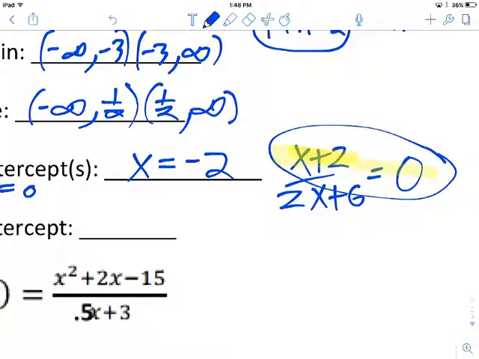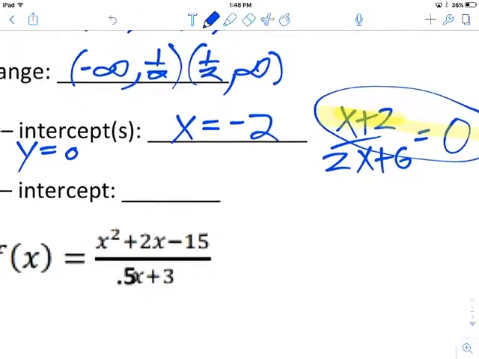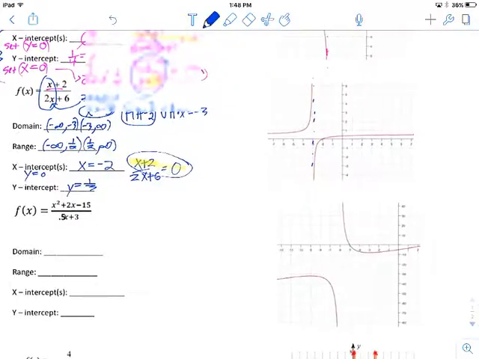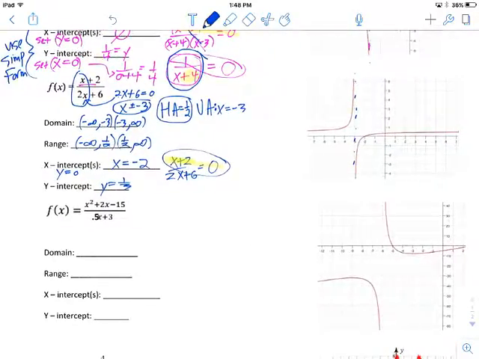Yeah, you can always just look at the numerator. X equal to 0, put it into both of those, you get 2/6, or y equals 1/3. And if you look at the graph, I definitely see negative 2 crossing, bingo, and I definitely see it crossing at 1/3 for the y-intercept. And just make sure you see it before you believe it.